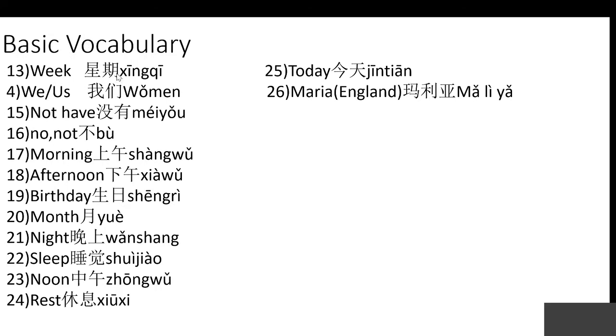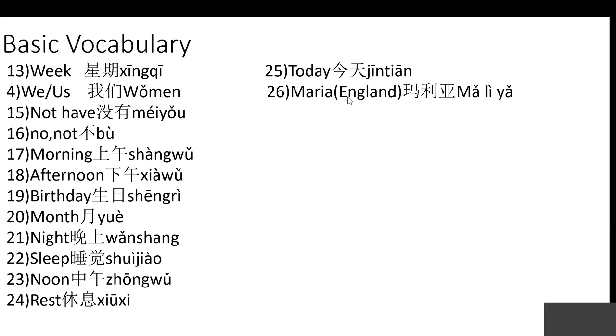And week is 星期. We or us is 我们. Not have, 没有. 不 is no or not. 上午 is morning. 下午 is afternoon. 生日 is birthday. 月 is month. 晚上 is night. 睡觉 sleep. 中午 noon. 休息 rest. 今天 today. And there will be a new character in my dialogue.